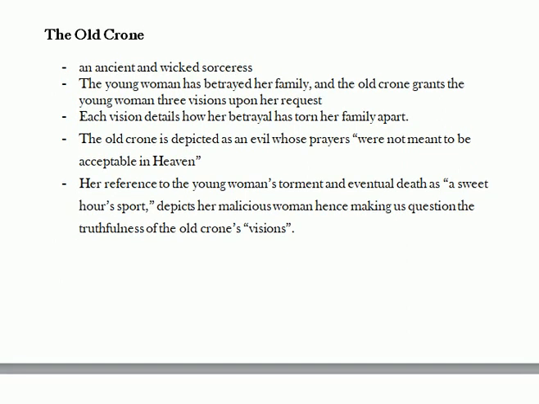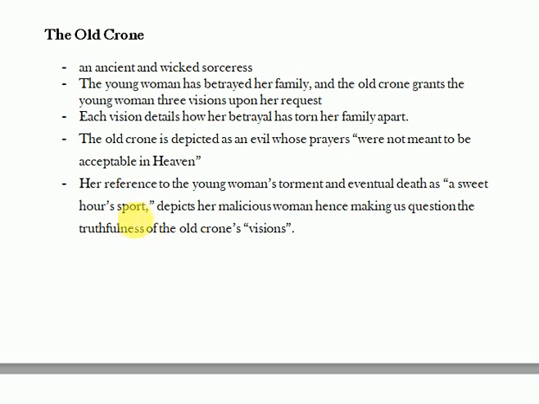That was our first character, and now we will move to the character of the old crone, the withered witch. She is an ancient and wicked sorceress. The young woman has betrayed her family, and the old crone grants her three visions upon her request. Each vision details how her betrayal has torn her family apart. The old crone is depicted as evil, one whose prayers were not meant to be acceptable in heaven. Her reference to the young woman's torment and eventual death as a "sweet hour's sport" is important.